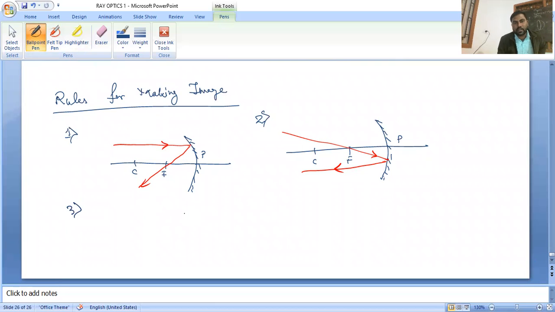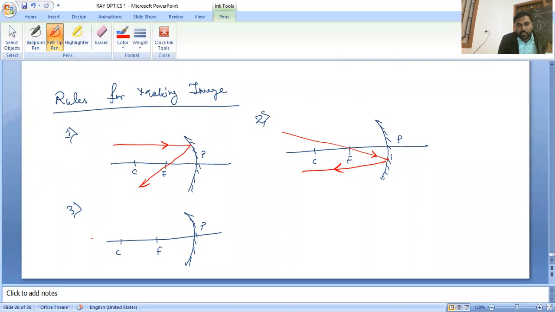Third rule. Now we are again making a concave mirror. This time I am in a hurry, so I am making it very fast. So this is my center of curvature, this is my focus, this is the pole of the mirror. What happens if a ray passes through the center of curvature? We have already known all the cases of focus.